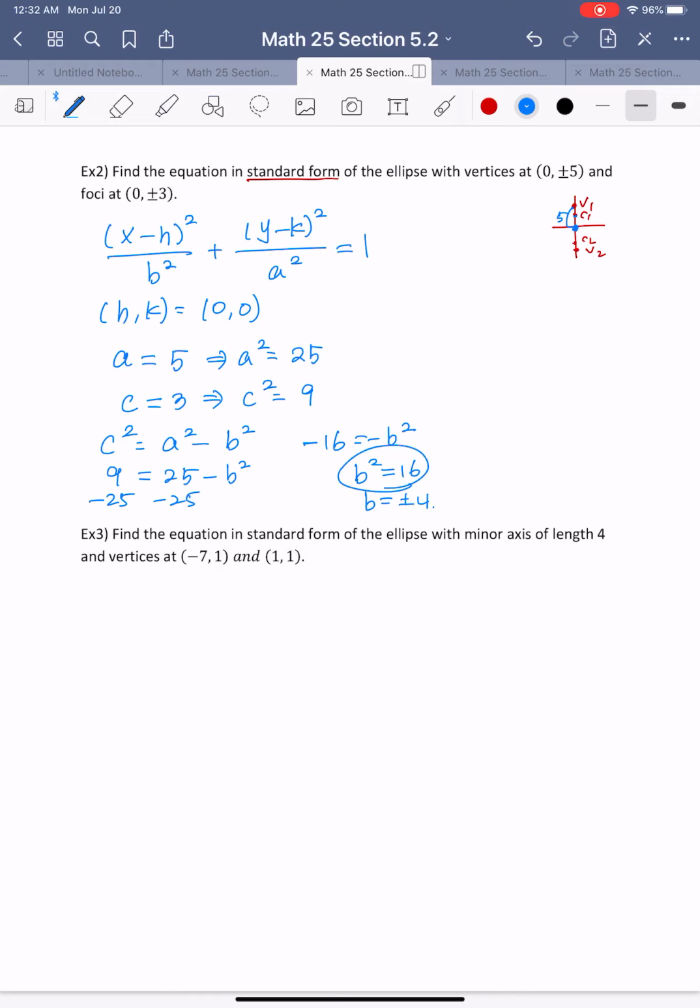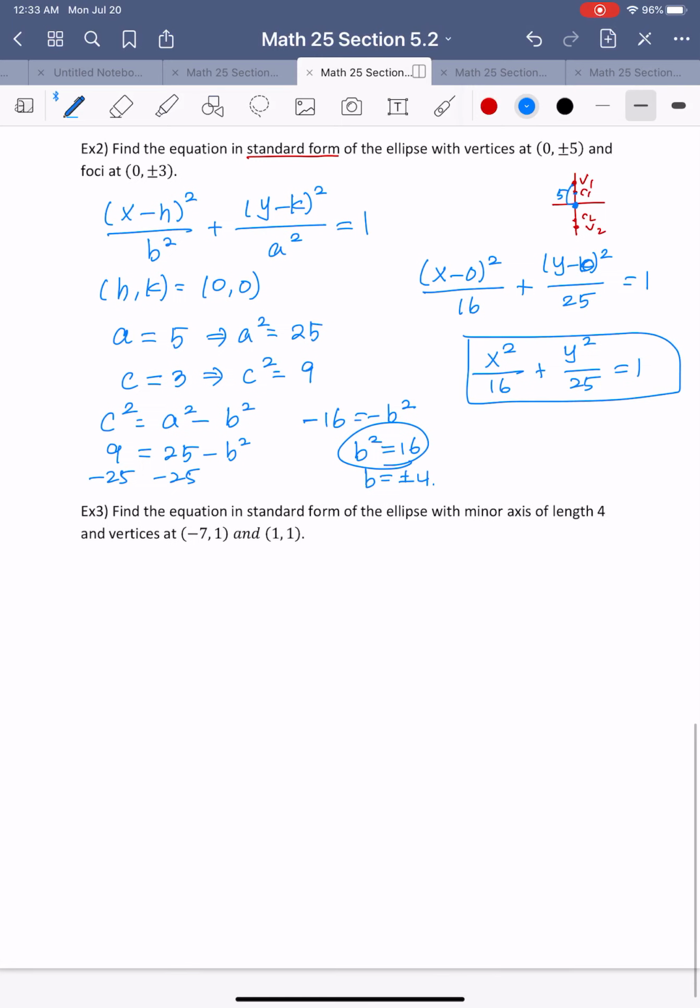But we need just b squared, right? Okay, so I think I'm ready to write it down. So x minus 0 squared over b squared 16 plus y minus k squared over a squared 25 equal to 1. Oh, k is 0, sorry. Which is x squared over 16 plus y squared over 25 equal to 1. So that's the formula as you can find.